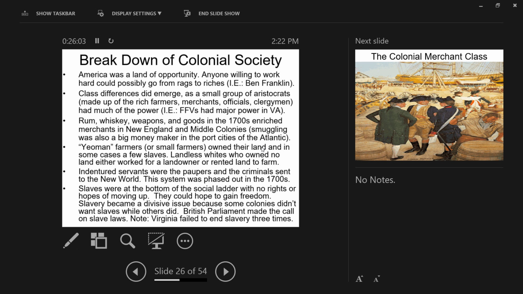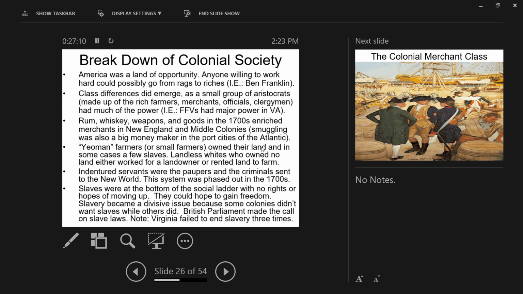Class differences did emerge as small groups of aristocrats, made up primarily of rich farmers, merchants, officials, and clergy, dominated colonial politics and society. This is not just confined to Virginia, but remember, the FFVs, the first families of Virginia, were the major power brokers in colonial Virginia. Rum, whiskey, weapons, and goods in the 1700s enriched merchants in New England and the middle colonies. That is why Philadelphia and New York City become the two commercial trade ports in the Middle Atlantic. Smuggling also became big business because people were trying to get around or just outright ignore the Navigation Acts to trade with other consumers beyond the British Crown.